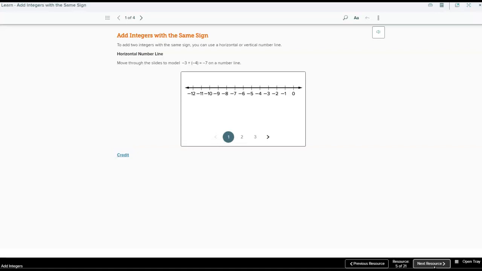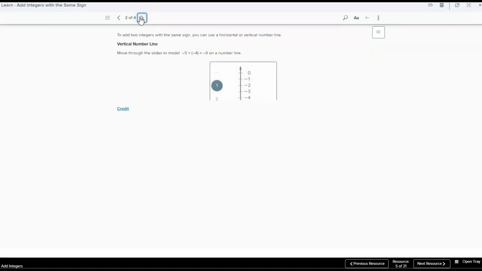To add two integers with the same sign, we can use number lines if we want to. If we want to add -3 plus -4 on a number line, we would start at 0 and move 3 units to the left because it's -3. So we go to -3 and then move 4 units left to model adding the negative integer -4. If we add -3 and -4, we end up at -7.